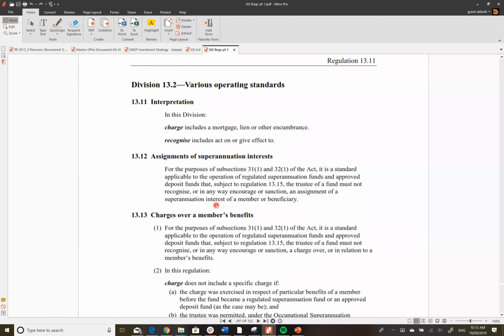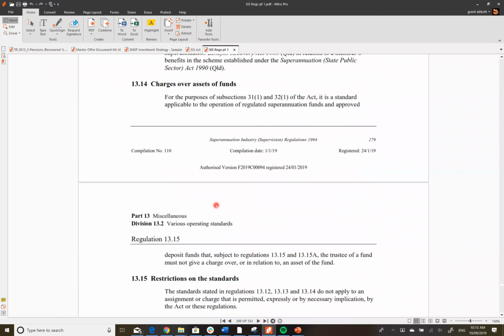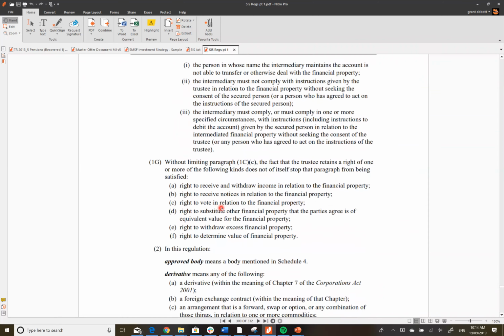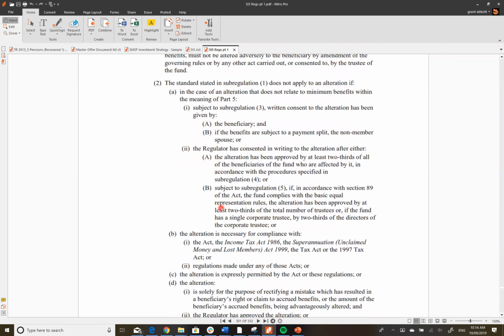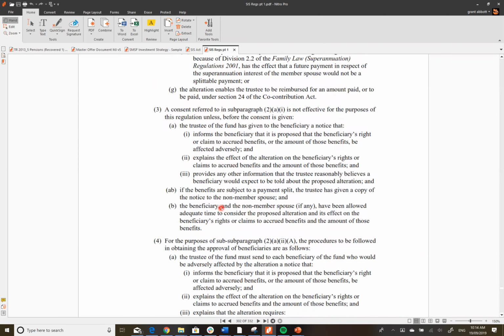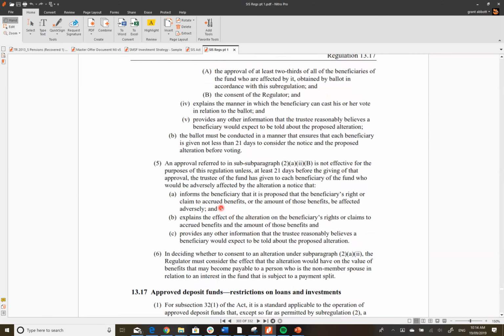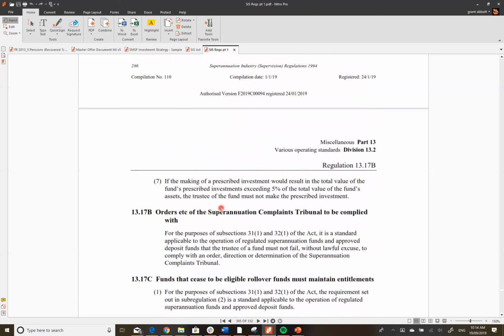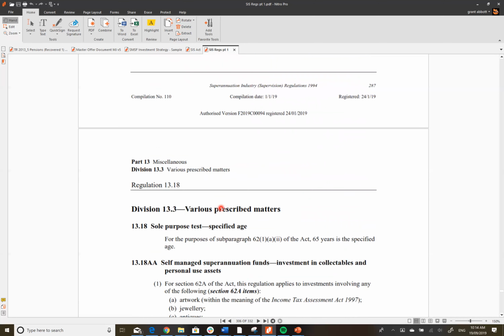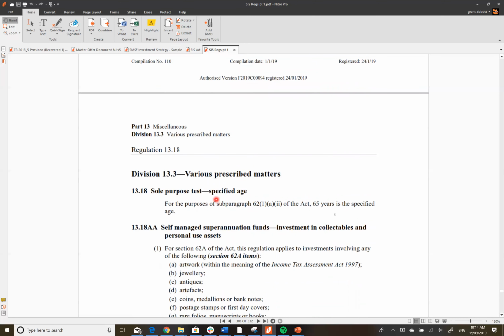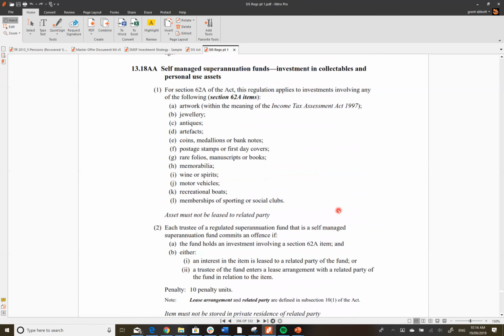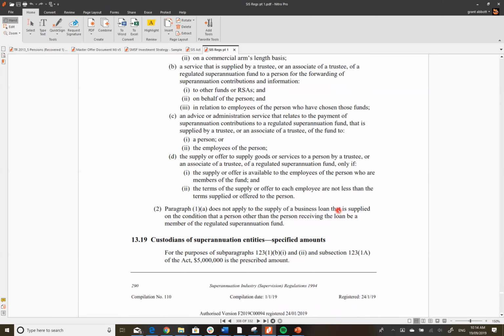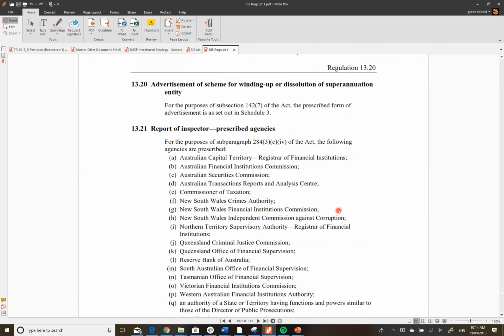So with the SIS regs, we go down to 13.22C, and I'll just take us through line by line on this one. And we will be building it on the Lightyear Docs site. It was only put up this morning, but let me just go through here. So, well, there you go. Sole purpose test, 65. Investment in collectibles, we don't want that one. So sorry about scrolling, but anyway, I'm sure you're going to be quite happy when we get there.